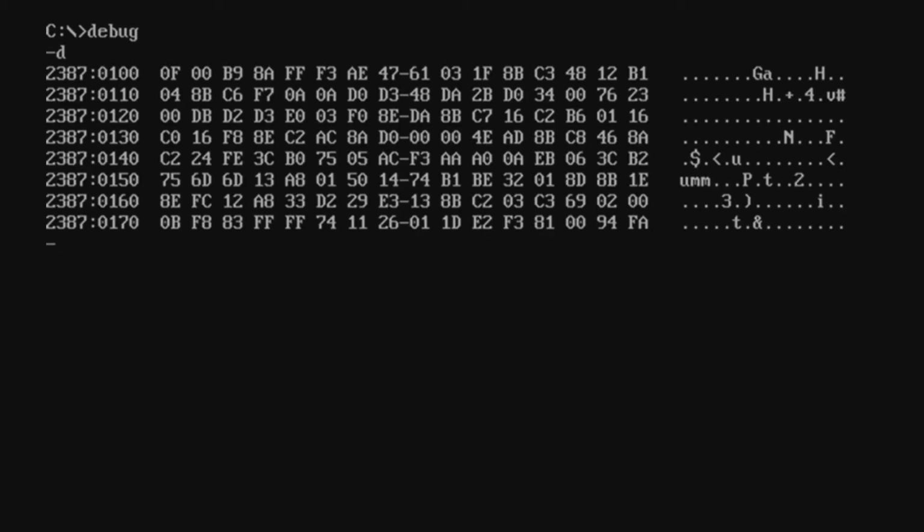So right now, I'm going to run debug and do a dump command so you can see the contents of memory. And over here we have the address of where these bytes are located in memory, and the address is written in a really weird way, such that you have two 16-bit registers next to each other.